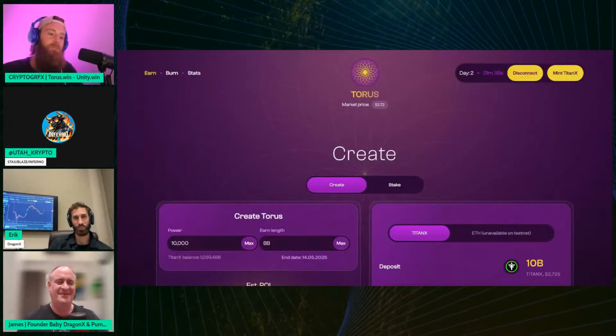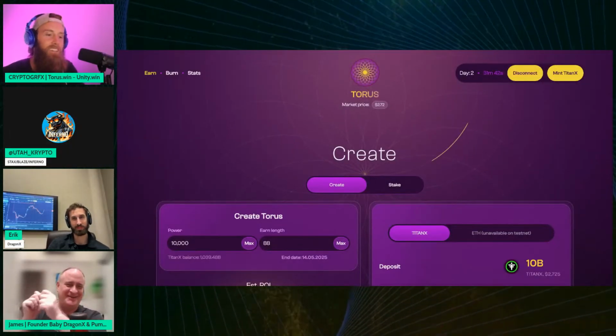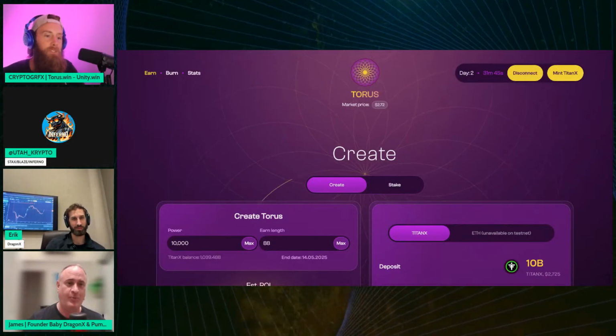I present to you the Torus Dapp. This is truly how simple it's going to be. You're going to come to the Dapp.